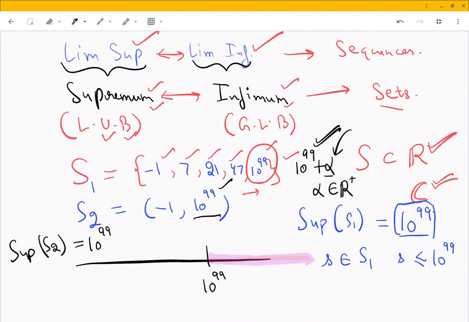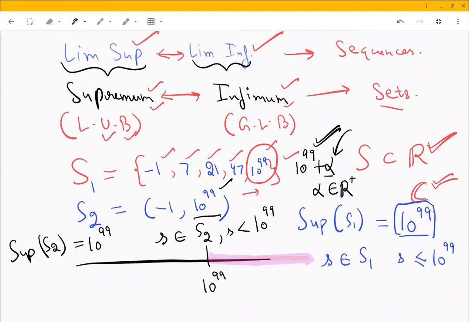And I said something wrong. See, 10 to the power 99 is not included in the set. So in this case, all s belonging to S2 will be strictly less than 10 to the power 99. They will never get to 10 to the power 99, right? Because 10 to the power 99 is not in the set. Hope you already know this.